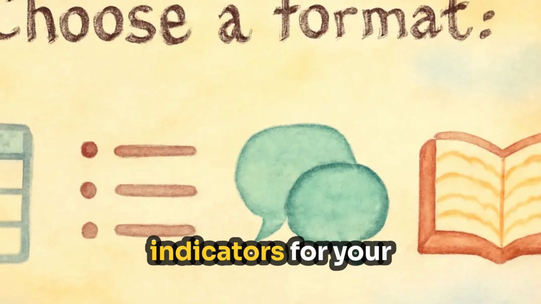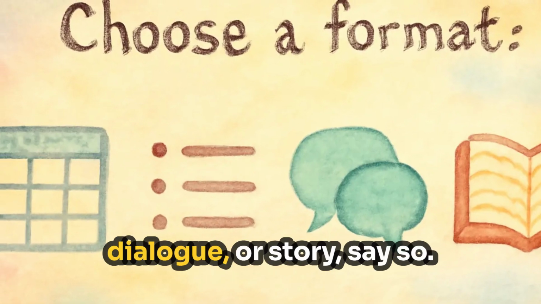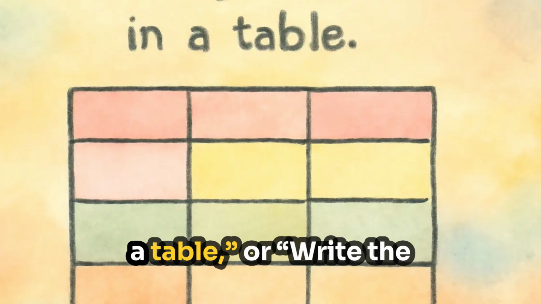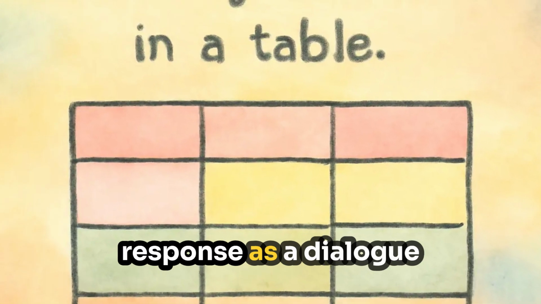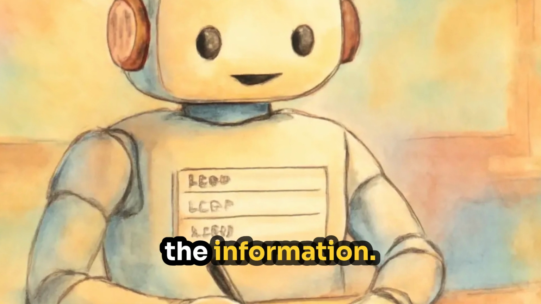Finally, use format indicators for your desired output. If you want a table, list, dialogue, or story, say so. Present your answer in a table, or write the response as a dialogue between 2 characters. When you specify the format, AI knows exactly how to deliver the information.